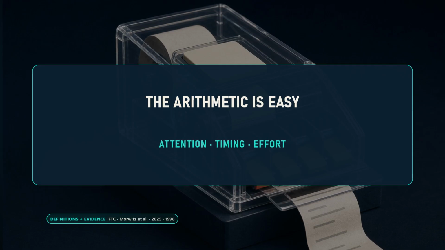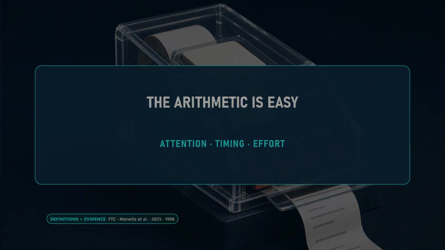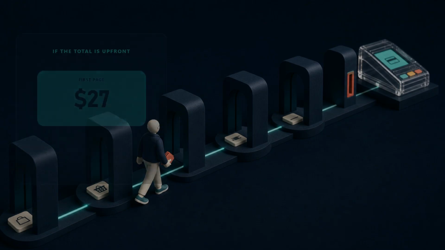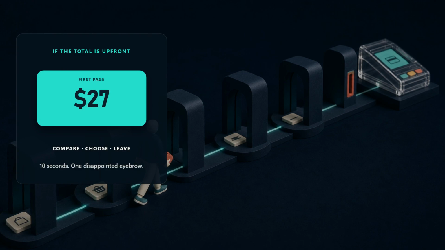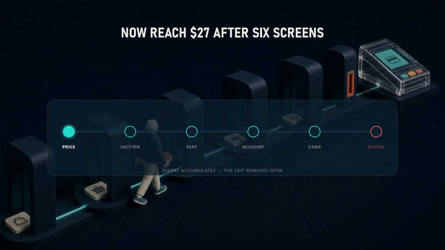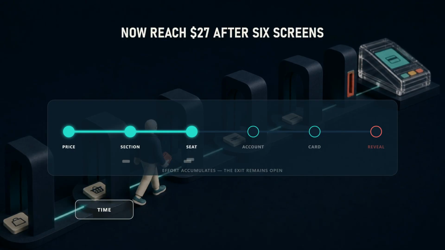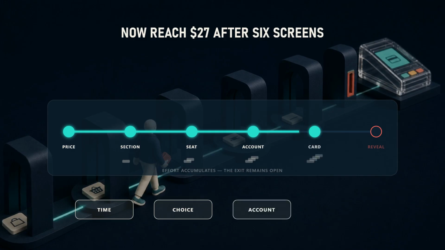The arithmetic is not difficult. Attention, timing, and effort are doing the work. See $27 on the first page and you can compare it with another ticket or leave. Total effort, 10 seconds and one disappointed eyebrow. Now imagine reaching $27 after 6 screens. You have invested time, perhaps created an account, chosen a section, and started anticipating the event.